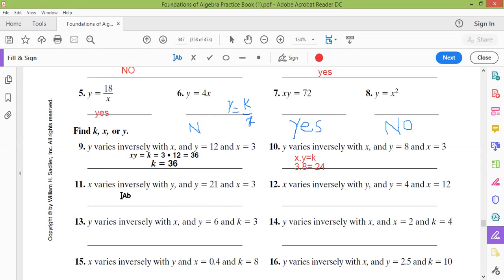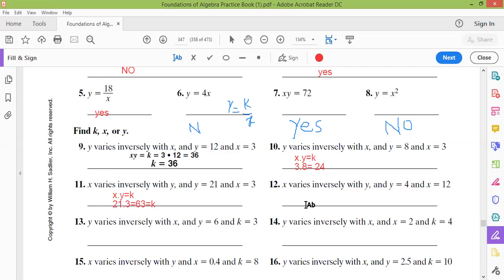X varies inversely with Y. And Y is 21 and X is 3. So how will you solve it? Multiply 21 times 3. You know that x times y is equal to k. 21 times 3, what is it? 63. Very good. The answer is 63. The value of k, you can write here also, because the value of k is 63.